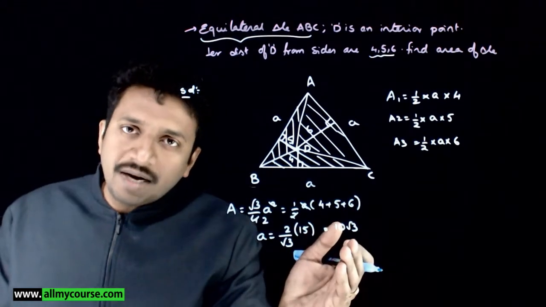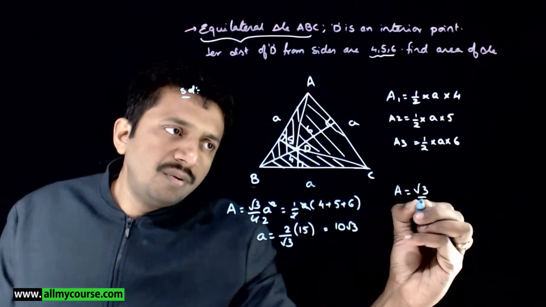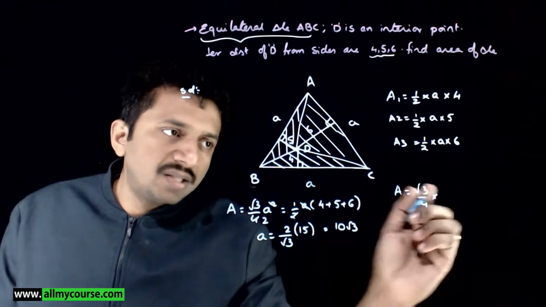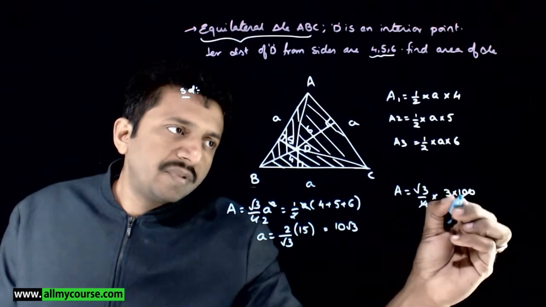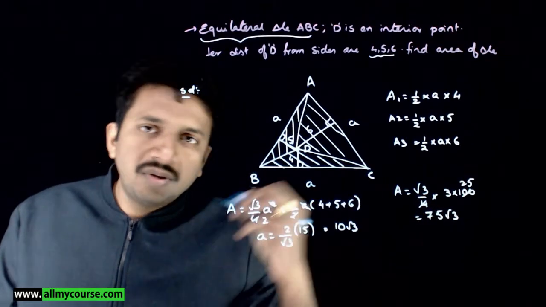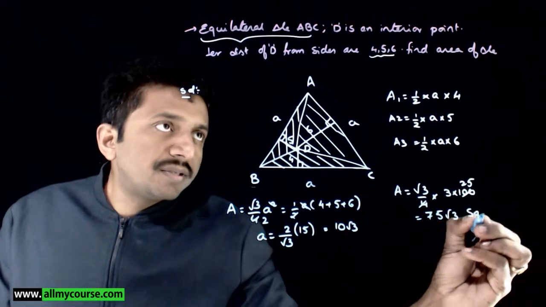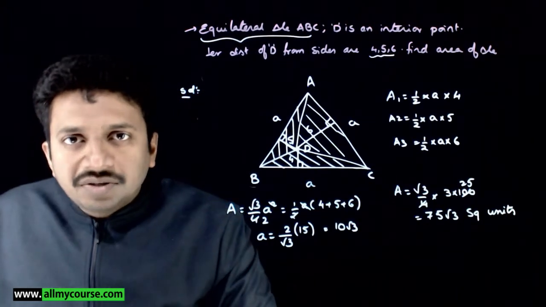Now once you have this side of the triangle, you can easily find the area. So area is equal to root 3 by 4 times a square, which is nothing but root 3 by 4 times 300, so 75 root 3 square units. So this will be the required area of the triangle.